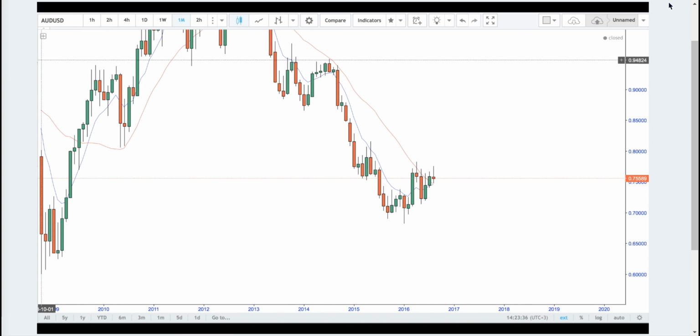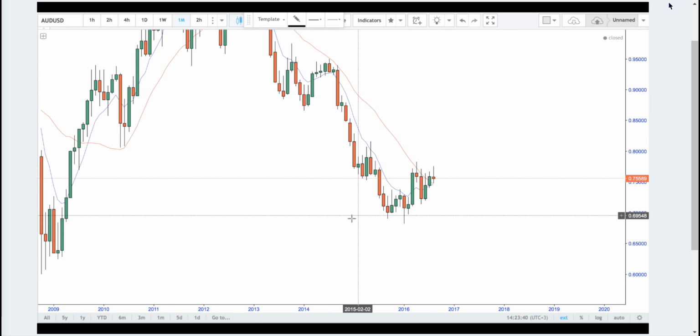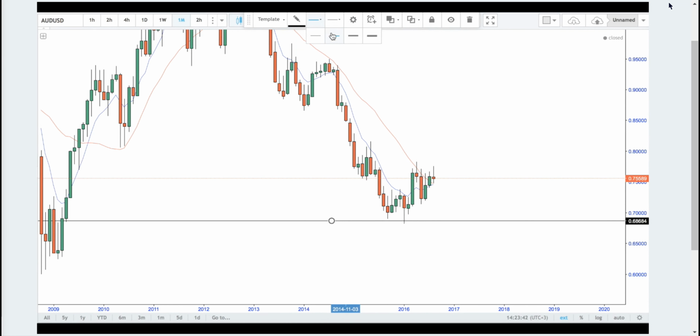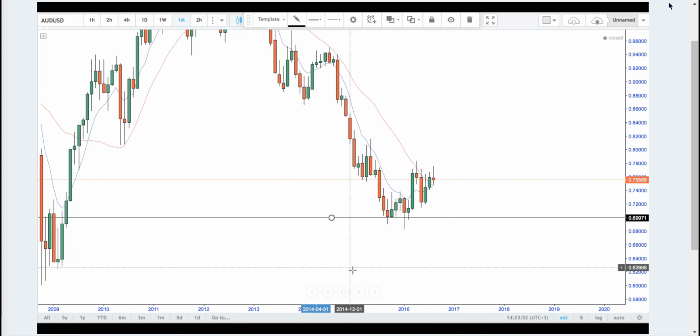So first things first, let's come over to our horizontal line. I always like to keep my horizontal line one of these. We can have it the thinnest or we can have it the one up, and I always like to keep it black. So from my experience, Aussie dollar recently has made a base around 0.7, around here.